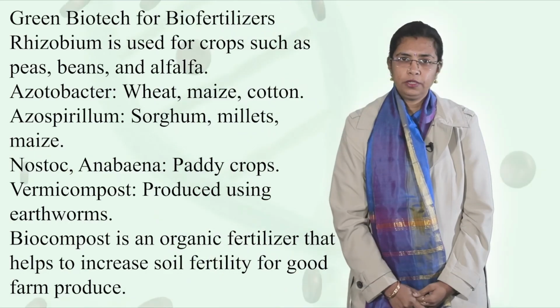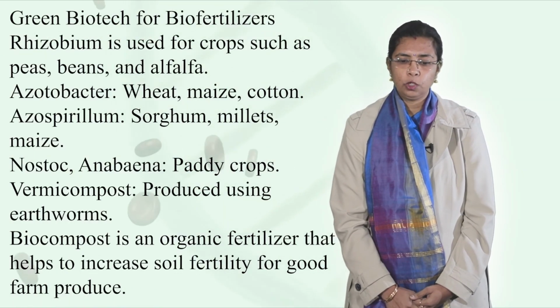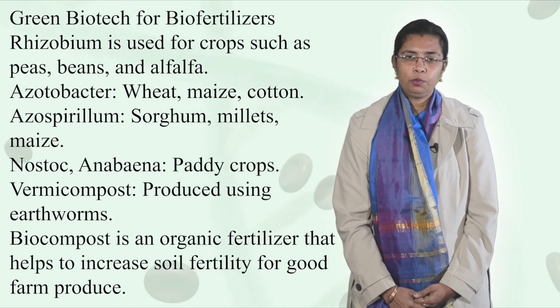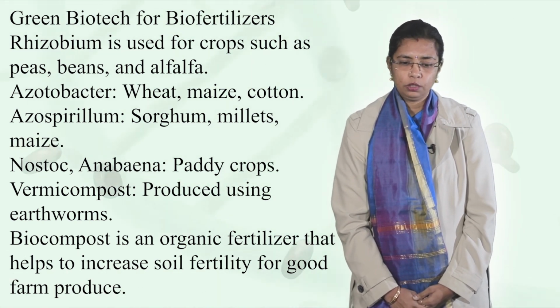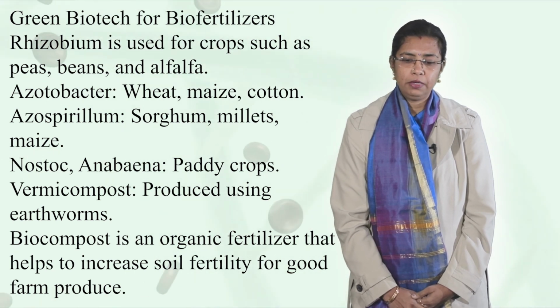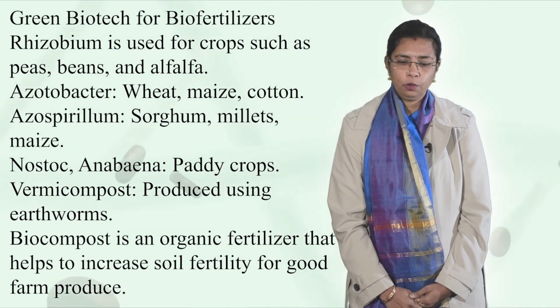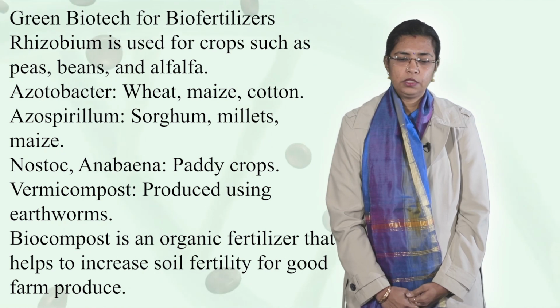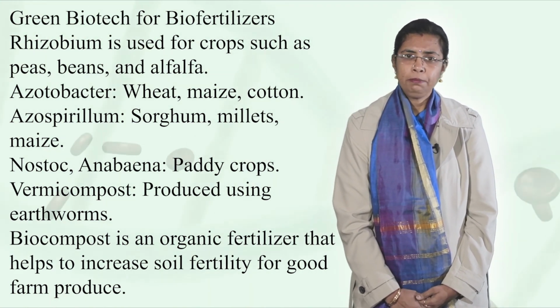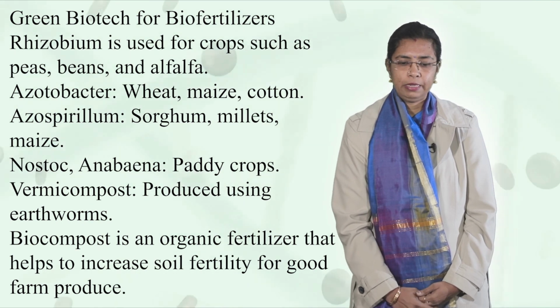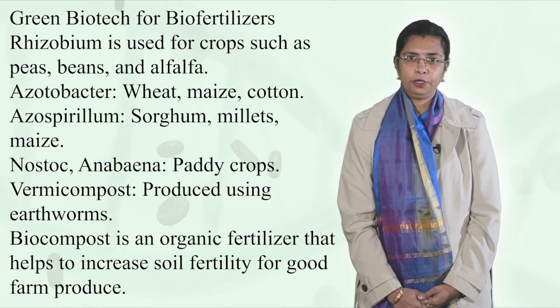So are there any green biotechnological solutions for environmental management, protecting us from the use of chemical fertilizers in plants and in the food products that we eat? Yes, biofertilizers can be used. For example, rhizobium is used in crops such as peas, beans and alfalfa. Azotobacter is used in wheat, maize and cotton. Azospirillum is used in sorghum, millets and maize. Nostoc and Anabaena, blue-green algae, are used for protecting paddy crops. Vermicompost is also used; this is produced using earthworms. And biocompost is also an organic fertilizer that helps to increase soil fertility for good farm produce.